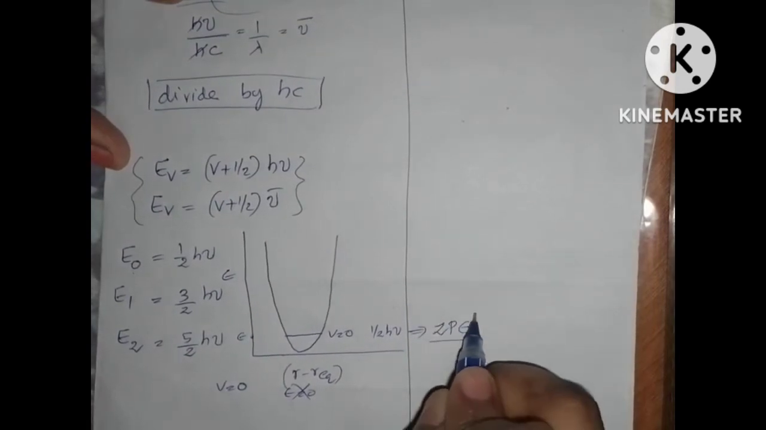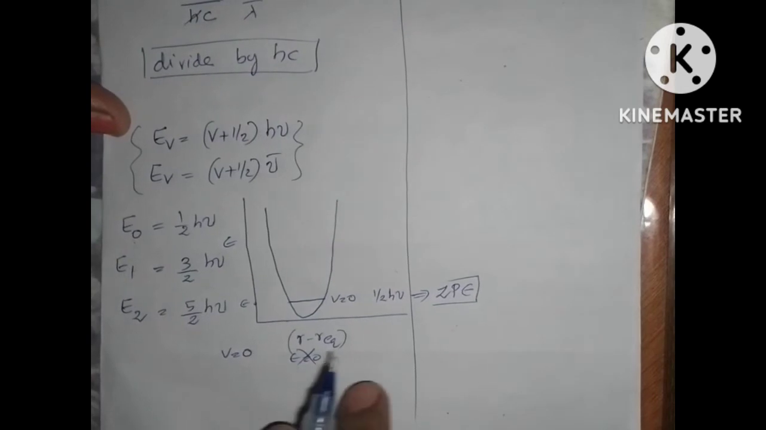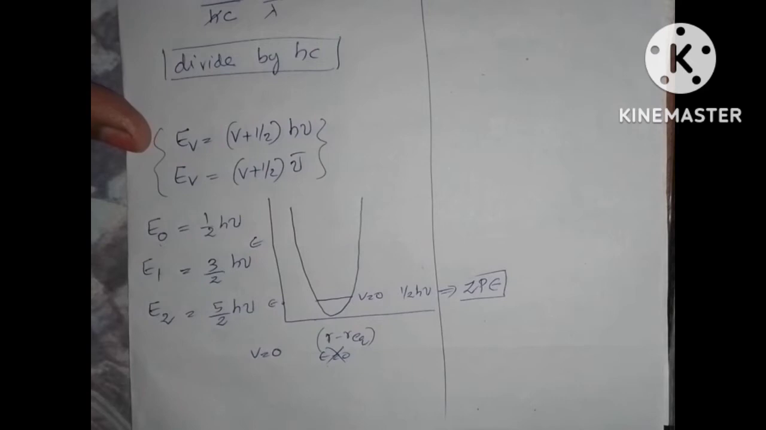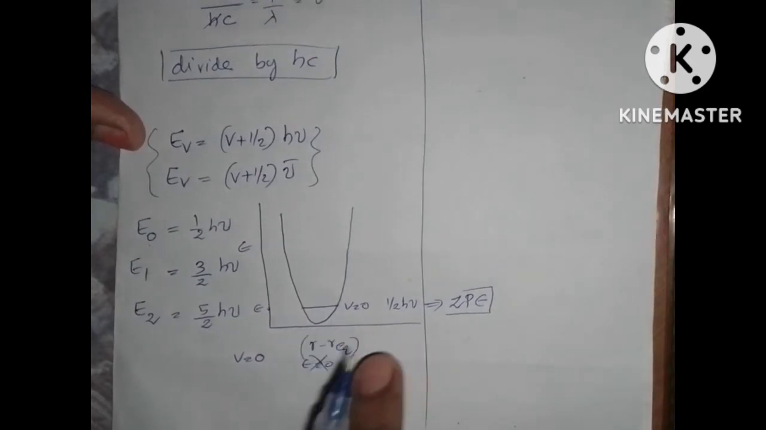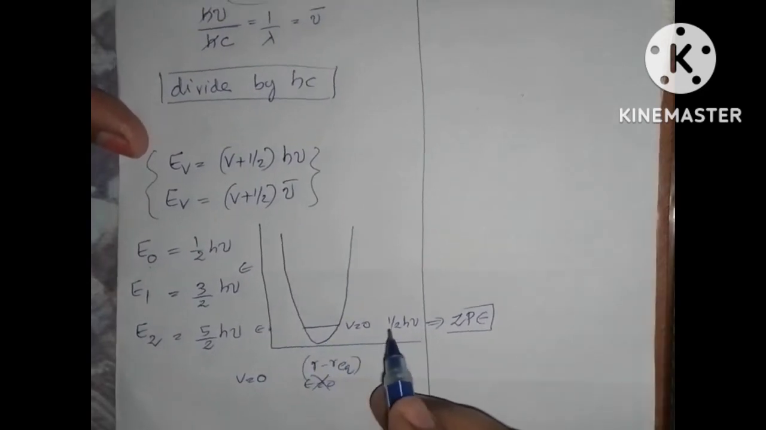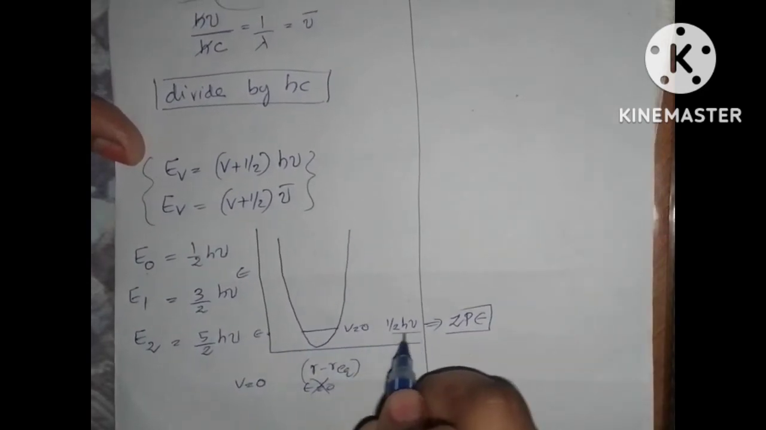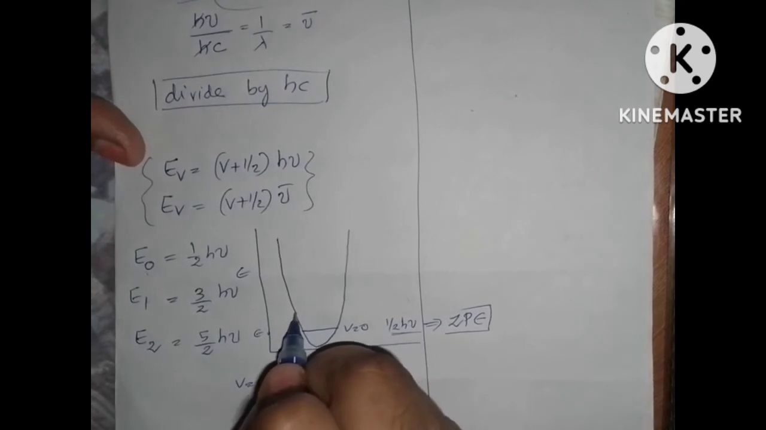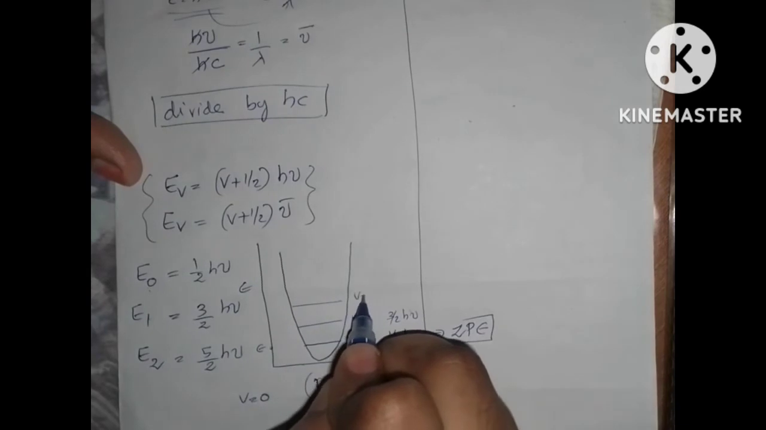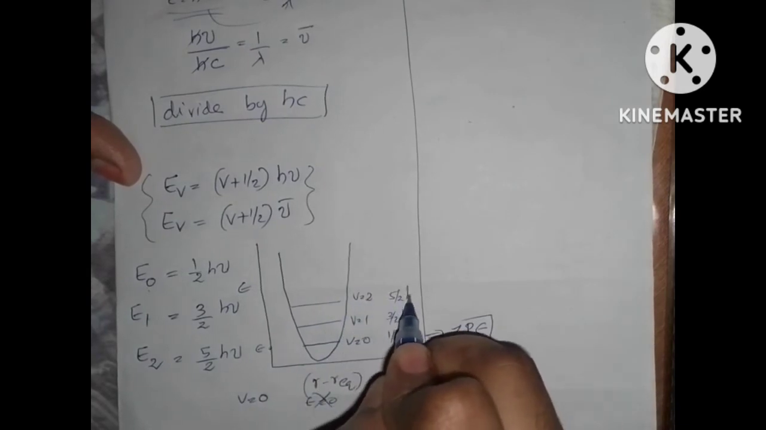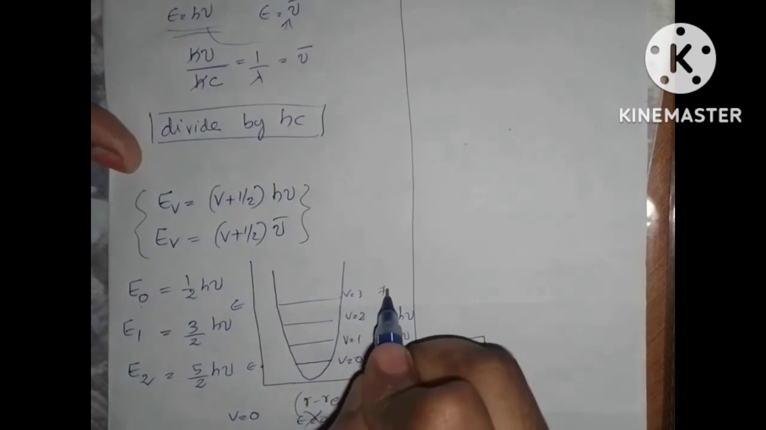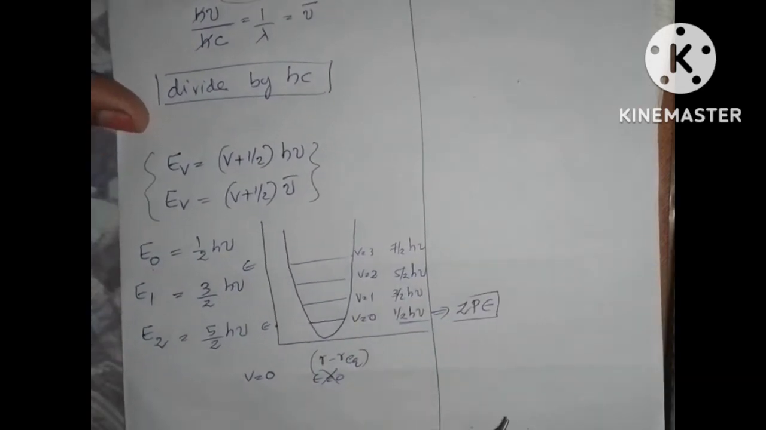So what is zero point energy? Zero point energy is the energy of the 0th level of the vibrational levels. It has some value; that energy is not 0, it's a non-zero value. For V equal to 1, the energy is 3 by 2 h nu, and for V equal to 2, the energy is 5 by 2 h nu. For V equal to 3, we can easily say 1, 3, 5, then 7 by 2 h nu. So these are the energy levels.